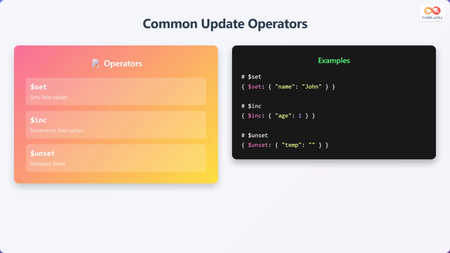For example, to set the name field, the syntax is curly braces $set, curly braces name John closing curly braces closing curly brace. To increment the age field, the syntax is curly braces $inc, curly braces age, 1 closing curly braces closing curly brace. To remove the temporary field, the syntax is curly braces $unset, curly braces temporary, empty string closing curly braces closing curly brace.